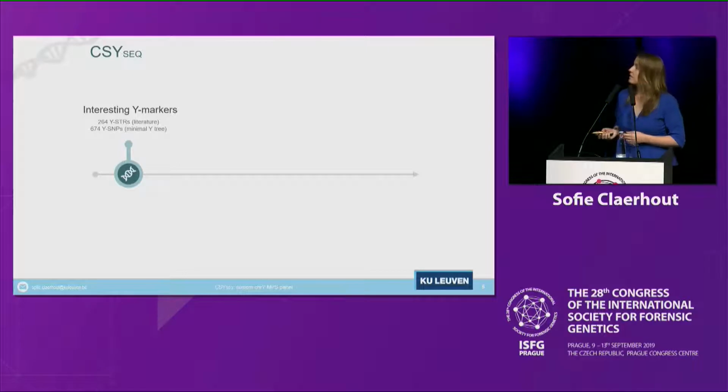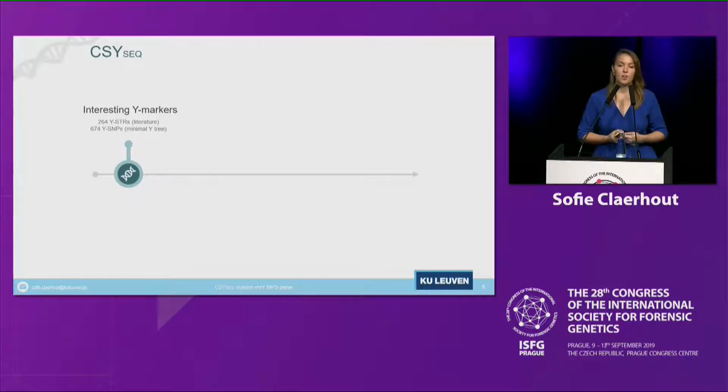In order to create this panel, our CSYseq, we selected regions of interest according to literature. For the YSTRs, we based our selection on Y chromosome position, repeat motif type, and, if available, the mutation rates. For the Y SNPs, we based our selection on the minimal reference Y tree, which includes the most important branch-defining SNPs to target the whole phylogenetic tree.